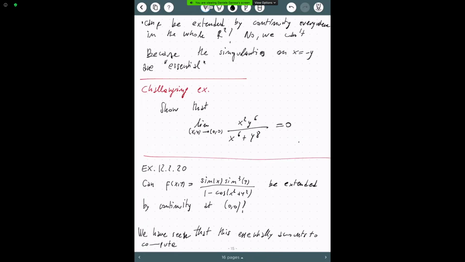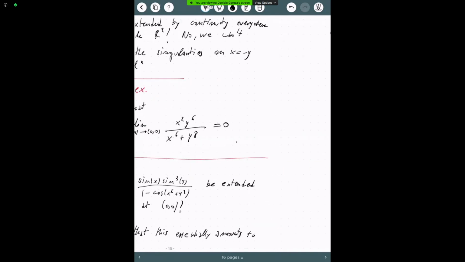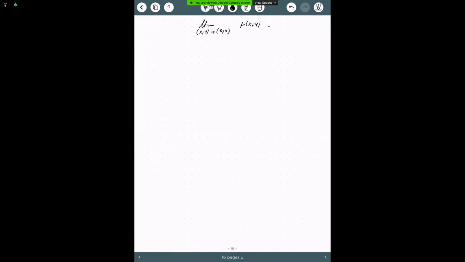So I was saying that this essentially amounts to computing a limit. And the limit to be computed is this one, right? So we want to find out whether this limit exists or not.